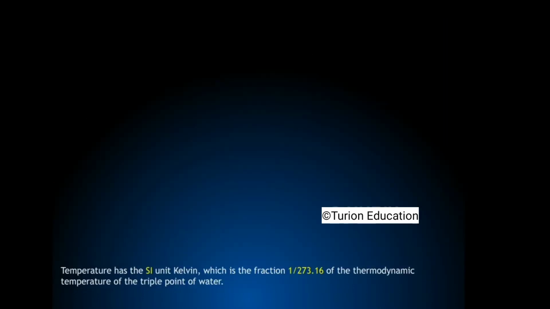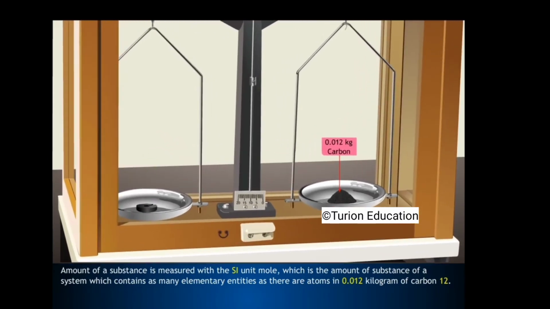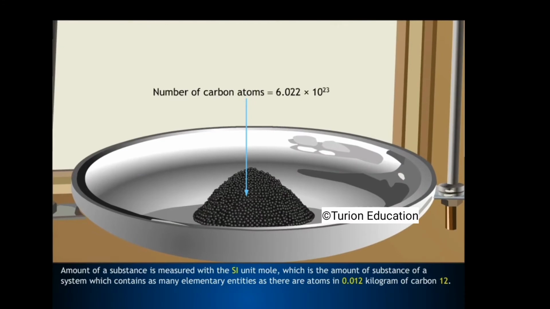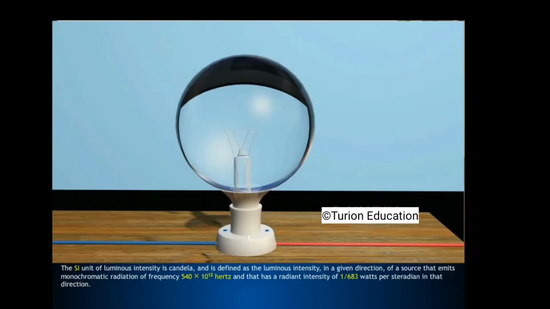Temperature has the SI unit Kelvin, which is the fraction 1 by 273.16 of the thermodynamic temperature of the triple point of water. Amount of substance is measured with the SI unit mole, which is the amount of substance of a system which contains as many elementary entities as there are atoms in 0.012 kilogram of carbon-12.